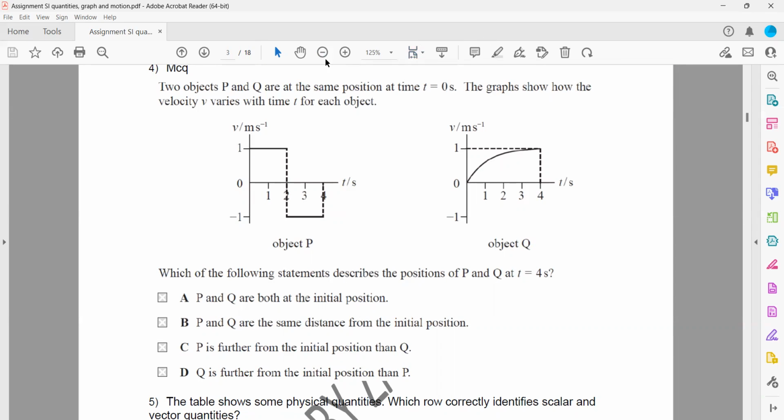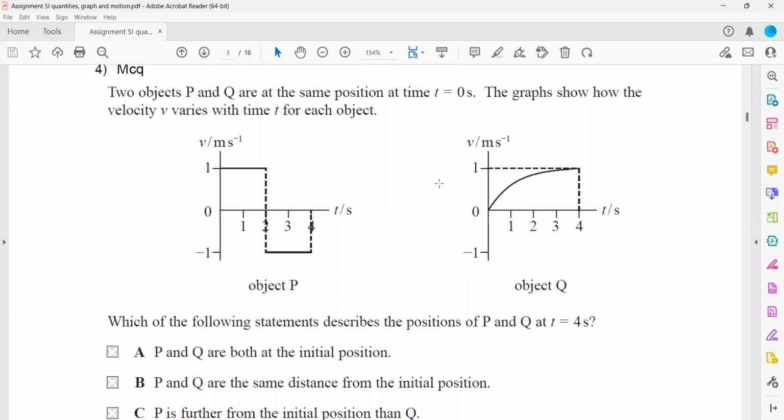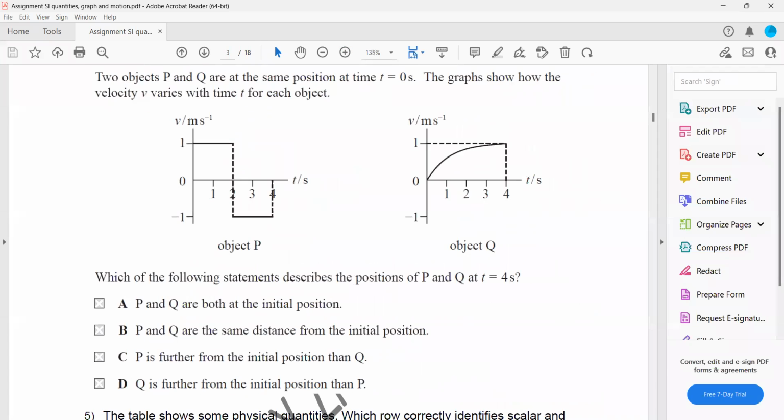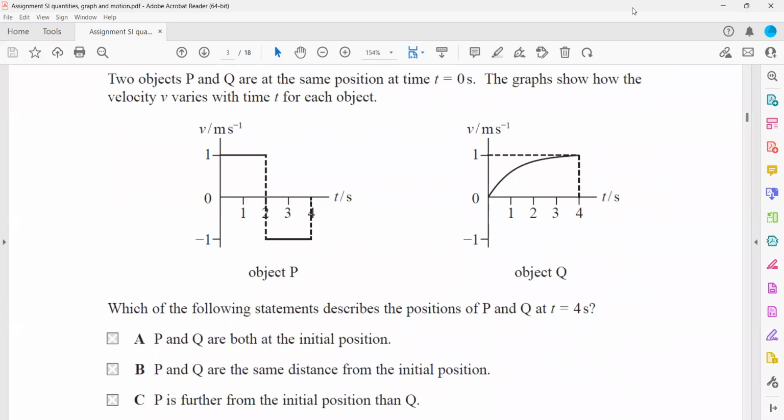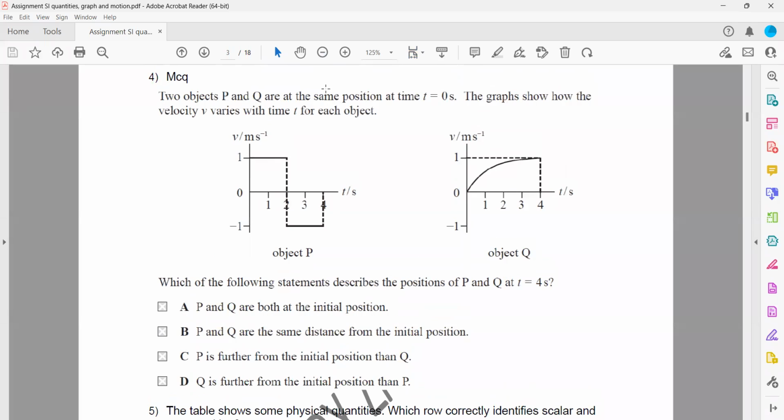Basically, what happened in this case, when you check for P, first it was having a positive velocity, then it is having a negative velocity, and of equal magnitude. For the first 2 seconds it was +1, and then from 2 seconds to 4 seconds it is -1. So what does it mean? It means that object P first moves towards right with a speed of 1 meter per second for 2 seconds, and then it returned back for the same time interval.